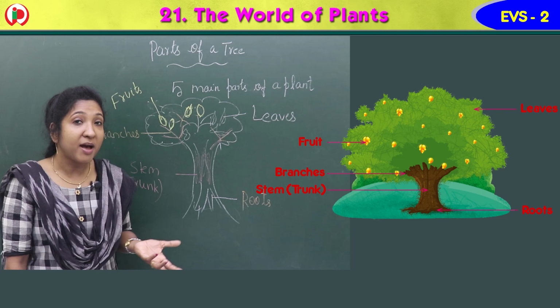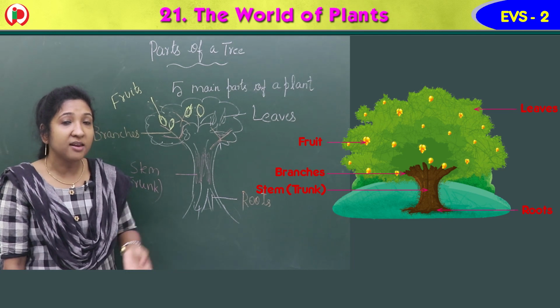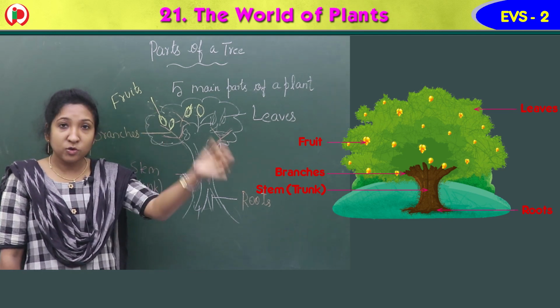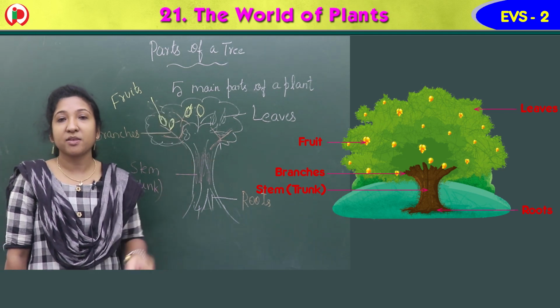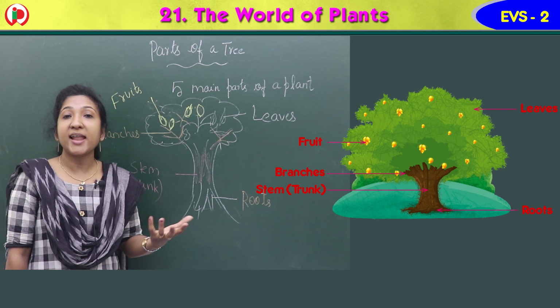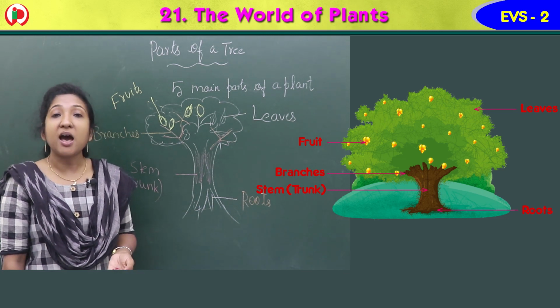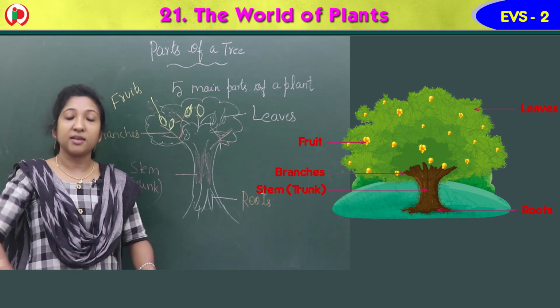Which are the main parts of a plant or a tree, children? Leaves, roots, fruits, branches, stem. Stem is also called the trunk. Trunk. Yes.